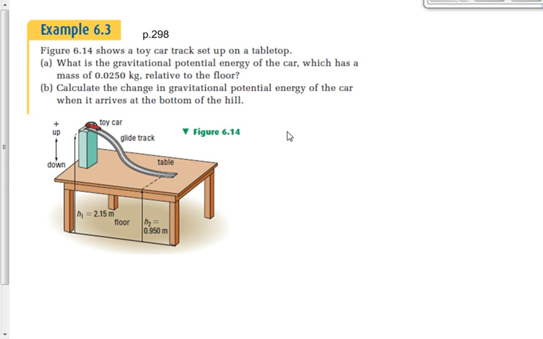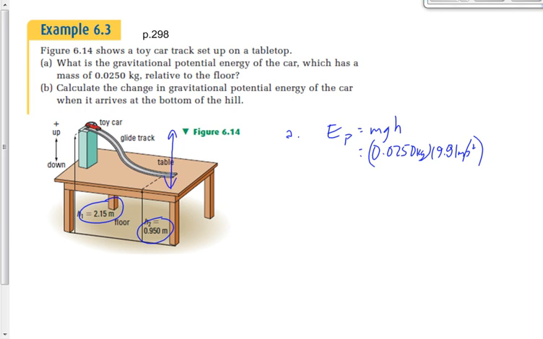So for question A, the gravitational potential energy relative to the floor. M, the mass of the toy car, is what? 0.025 kilograms. G is 9.81. What's H? What height do I use? There's two different heights here, right? 2.15 meters, 0.950 meters. Well, then you could even subtract the difference, right? 2.15 minus 0.95 would be this distance right here, from the top of the table to the top of the hill. Which one do I use?